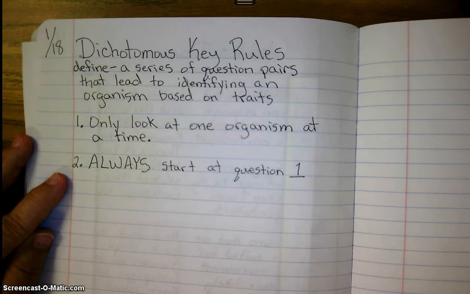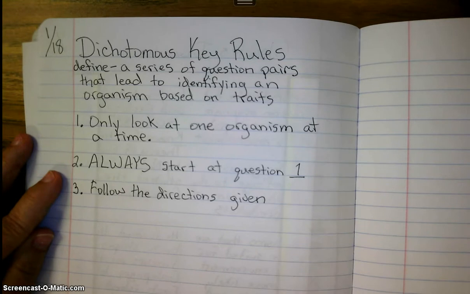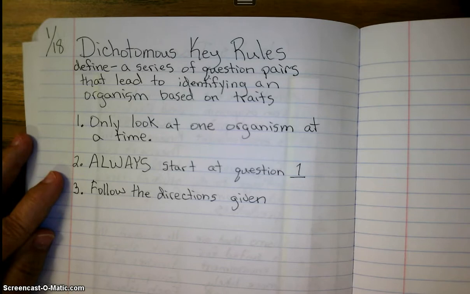Now this one, some people think, well, that's kind of silly. Why did you say that? Number 2, you're always going to start at question number 1. You're never going to just jump to the middle because you think you know what it is. You always start at question 1, and then it will tell you where to go from there. Number 3, you're going to follow the directions you're given. So if you answer question 1 and it says go to number 5, guess where you're going? You're going to number 5. You're not going to 2, 3, 4. You're going to number 5. You're skipping over the ones that it tells you to skip over.